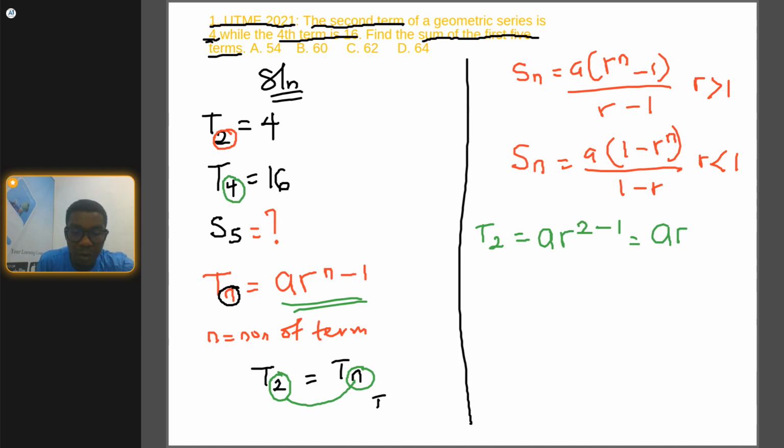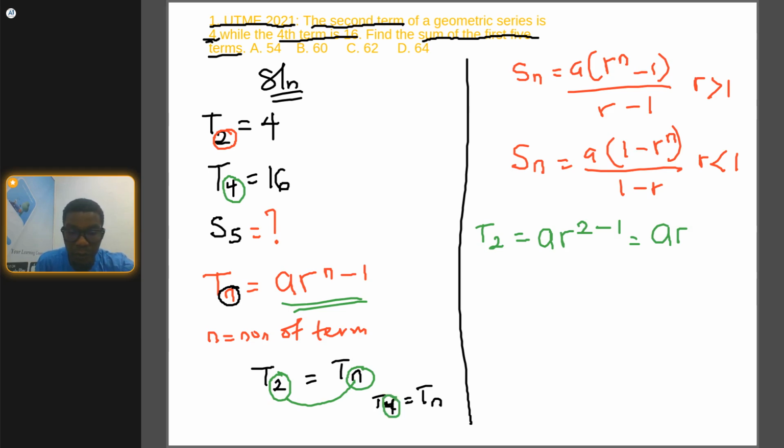T4 equals to Tn. What will be the value of n? By comparison, like what we did for the first one. What will be the value of n? I need your response in the chat box. And for our YouTube followers, I need your response in the comment section. What will be the value of n for this expression?